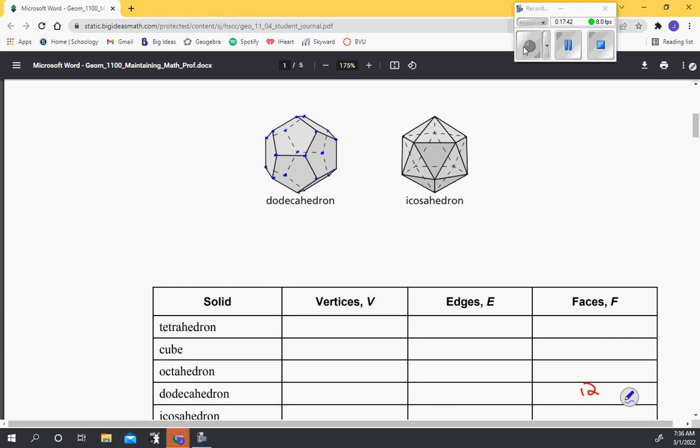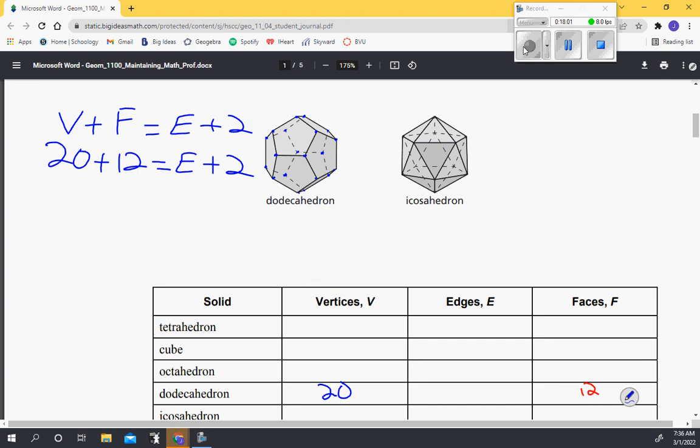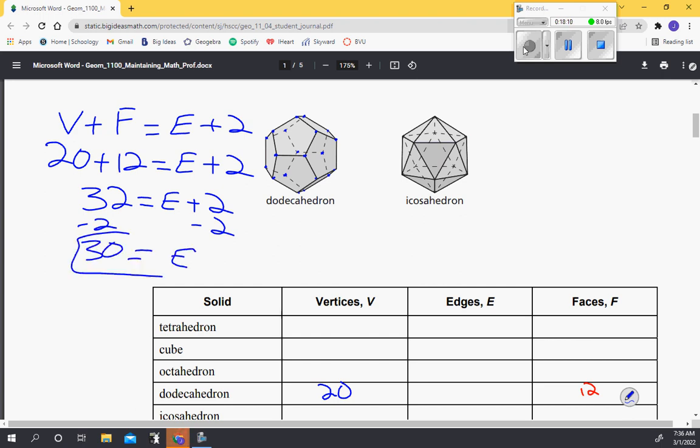20 vertices. Can we figure out the number of edges? Yeah, with our simple formula. V plus F is equal to edges plus 2. Well, the vertices is 20, plus the faces, 12, is equal to edges plus 2. So 32. We subtract 2 from both sides. There are 30 edges.